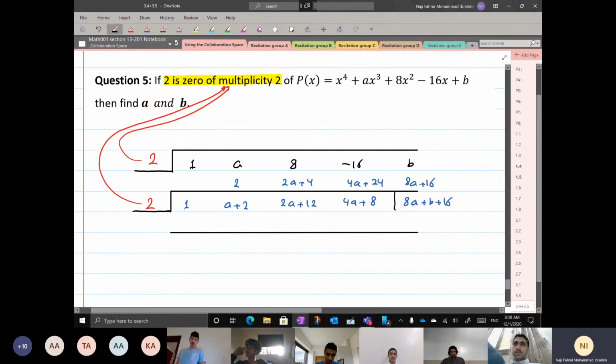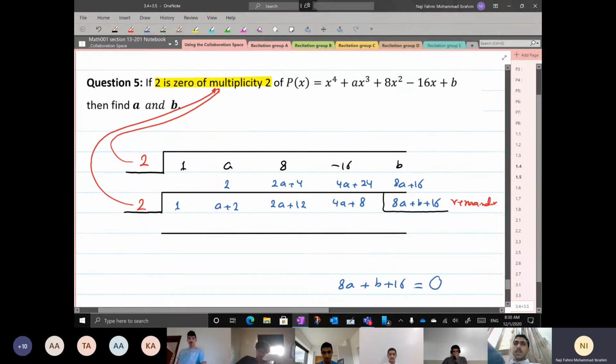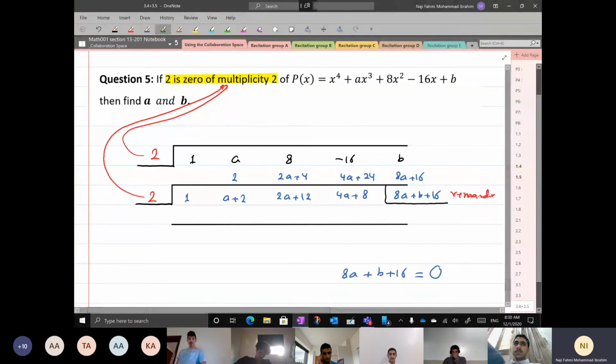Leave this for 1 minute. This is now the remainder, right? Yes. And we said this remainder should be what? 0. So can I say that 8A plus B plus 16 is 0 or not? Yes. Now let's divide one more time.